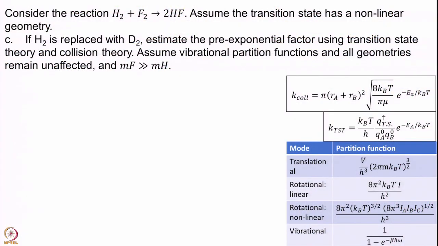Final problem, and this is a hard problem now, but I still want you to think about it at least. If H2 is replaced with D2, can you estimate the pre-exponential factor using transition state theory and collision theory? You can assume vibrational partition functions are independent of mass, and you can assume geometries are independent of mass. And you can assume that the mass of fluorine is much greater than mass of H. This is M underscore F, my bad, MH, but hopefully you understand that.